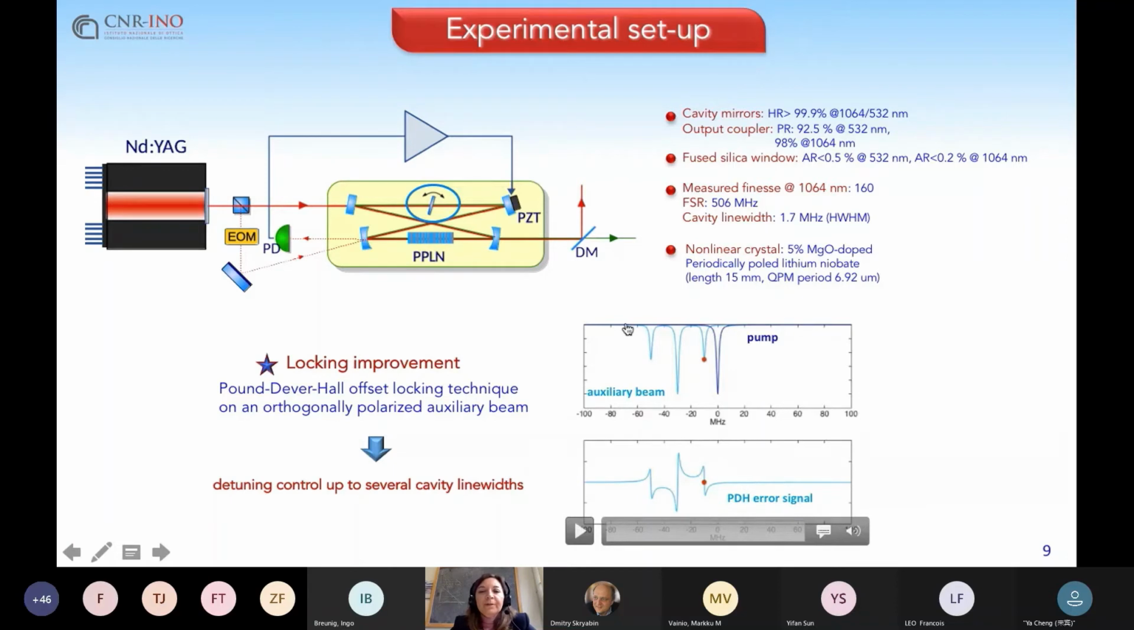So this plot here shows how our locking system works. We have the counter-propagating auxiliary beam, which is the light blue signal, which is phase modulated, and we have the carrier and the sideband, while the lower part of the plot shows the corresponding PDH error signal. And so by varying the modulation frequency, as we are dealing with an offset locking technique and our sideband is the reference, we can both lock the cavity to the maximum of the resonance and also scan the frequency detunings up to several cavity linewidths.